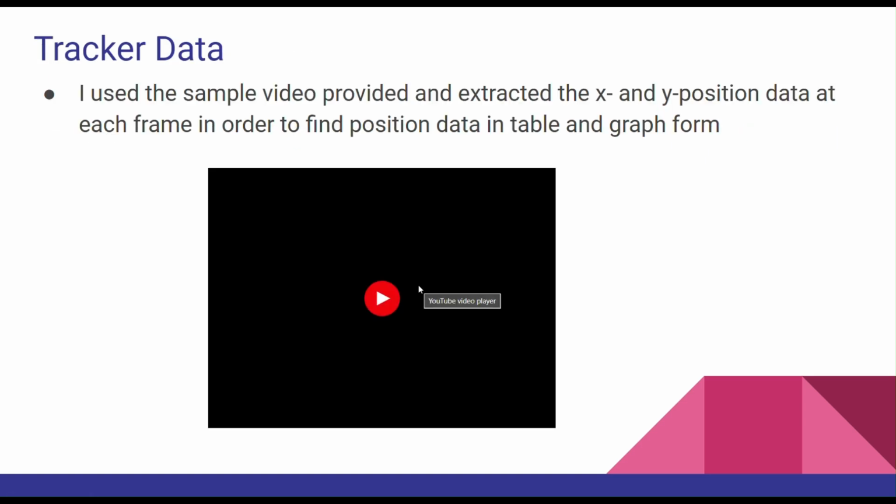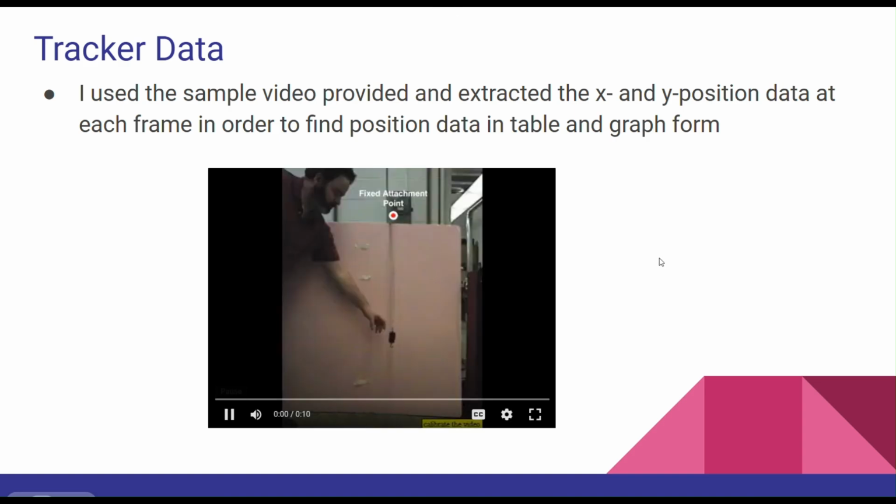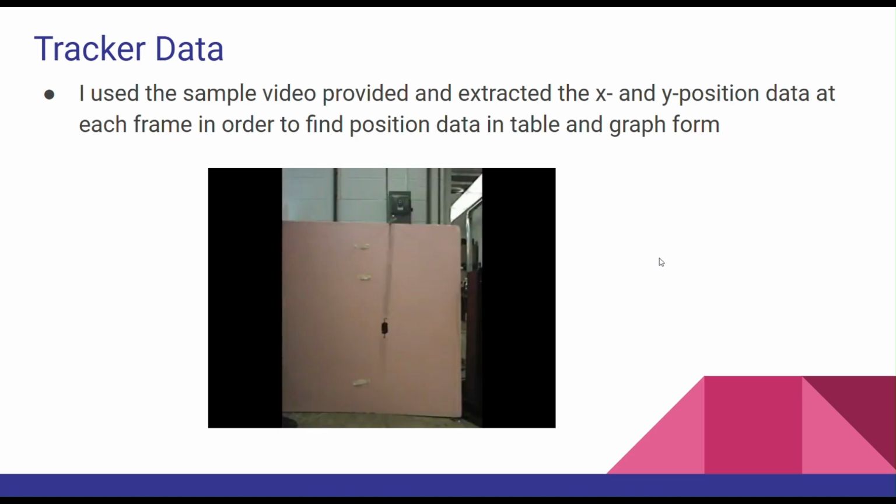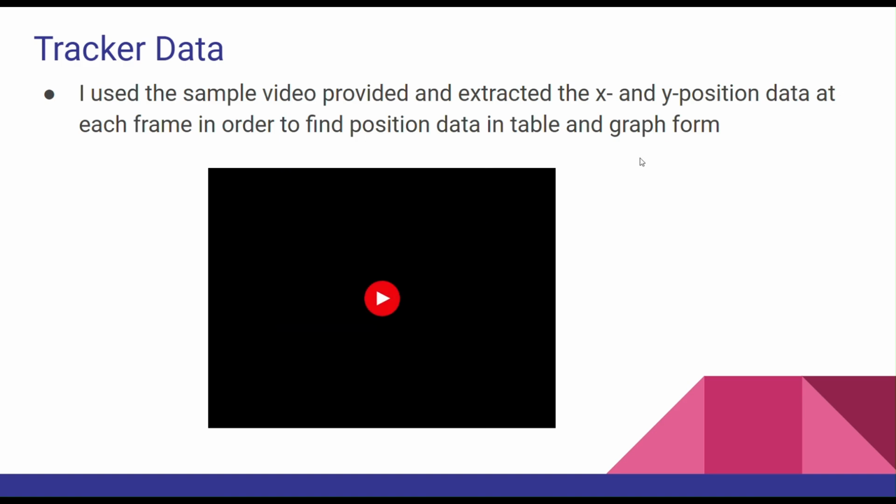Here's the Tracker data that I used to analyze the sample video and extract position data at every point in the video in order to find the motion data in table and graph form. So here's the video that I used to extract from, 10 seconds long. It's swinging in this parabolic sort of arc motion, going back and forth, back and forth, back and forth. So pretty neat.